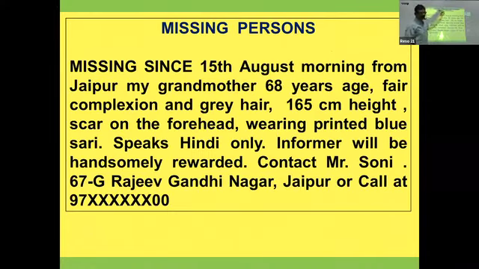Missing. The advertisement was missing, now it is found. So: Missing person, missing since 15th August morning from Jaipur. Grandmother, 68 years, fair complexion, gray hair. So गोरे गोरे गाल and गोरे गोरे बाल. 165 centimeter height.